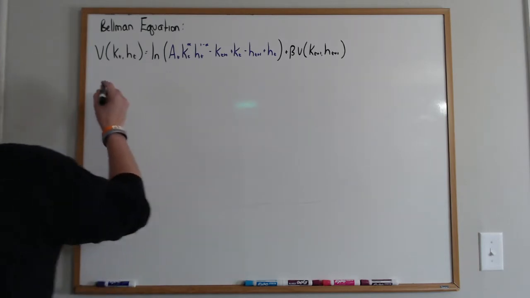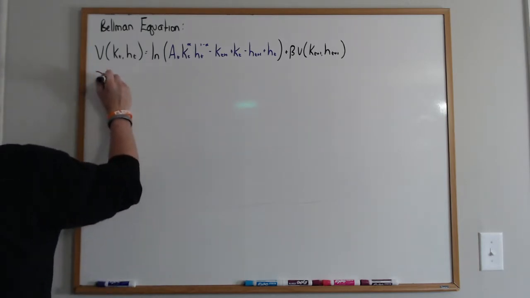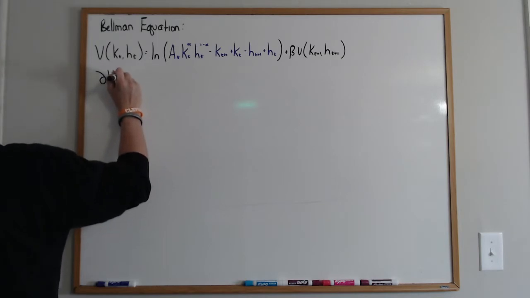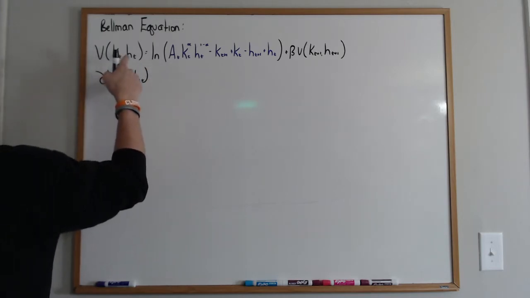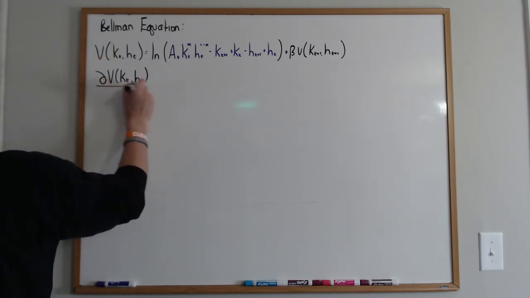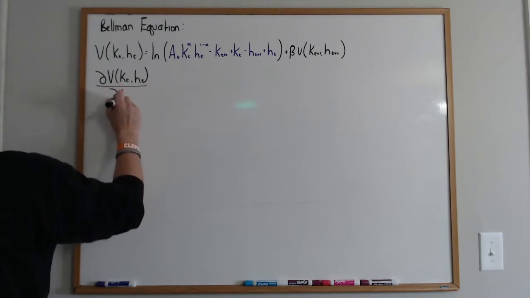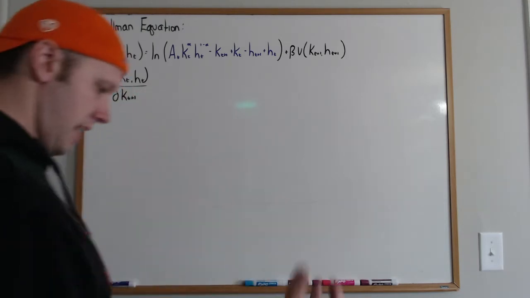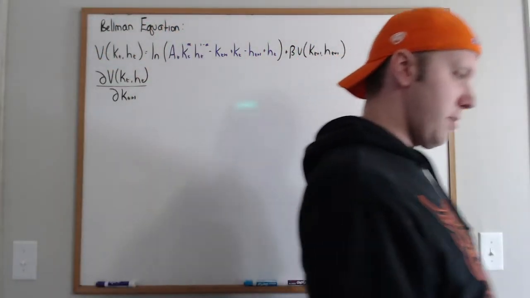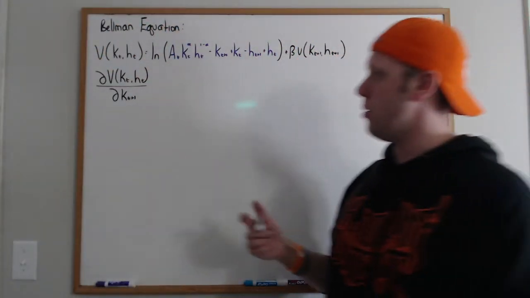So, what we get is we're going to have to take 2 partial derivatives here. One with respect to capital, one with respect to human capital. So we'll do the physical capital one first. Remember, physical capital is a state variable, so it's k_{t+1}, because k_t was chosen yesterday.